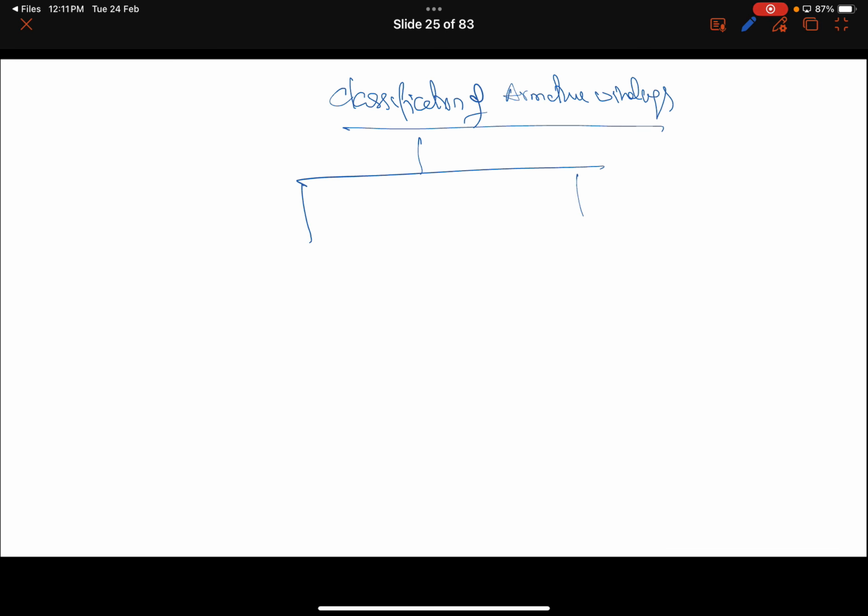So let's try to write down the classification of armature winding. Classification of armature windings. Try to adjust with my handwriting, I'll simultaneously be explaining also. So armature winding is concentrated winding, and second one is distributed winding. So try to be fast. Concentrated winding, other one is distributed winding.